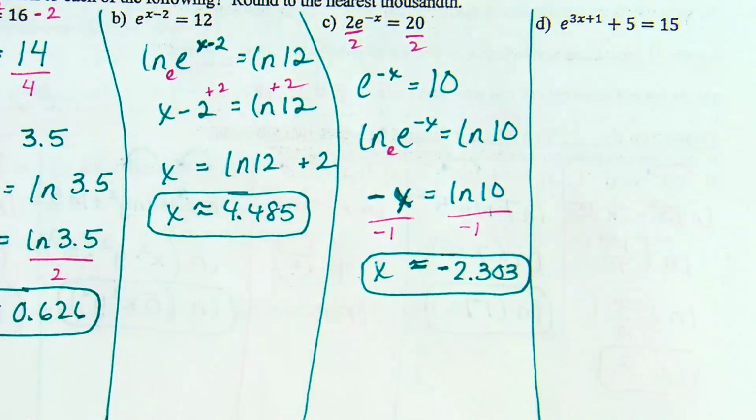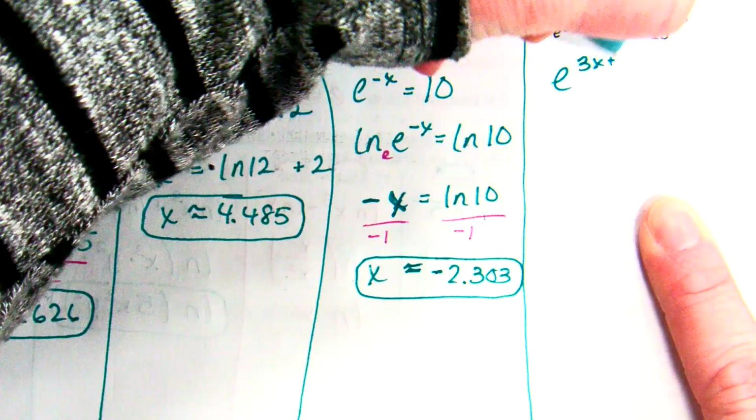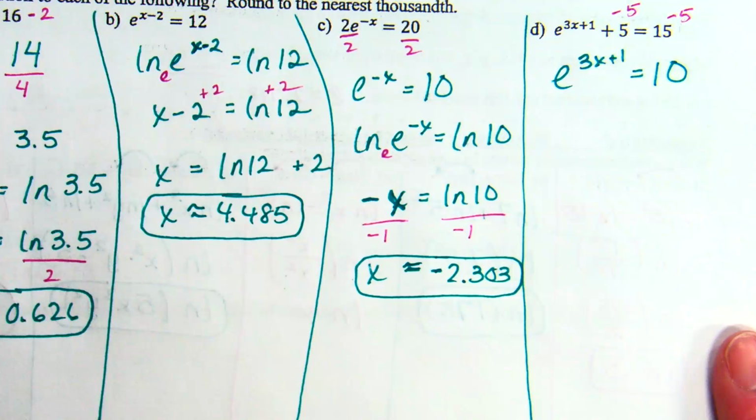I almost feel like we could open it. We'll do D real quick. It won't take us long. Step 1. Tell me. Okay, we're trying to get e to the power by itself. Subtract 5. What do we get when we subtract 5? E to the 3x plus 1 equals 10. Now what?